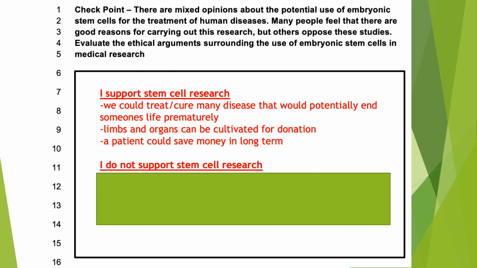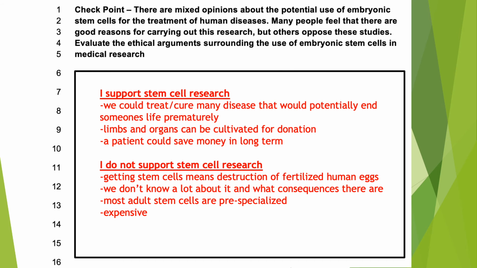All right. So if you do not support stem cell research, these are some of the things that you could say. Getting stem cells means the destruction of a fertilized human egg. So this is one of the strongest arguments for people who oppose stem cell research, because getting the stem cells means that you have to eliminate a potential human life. Okay, so that is one of the hardest things about stem cell research: how do you go about it in an ethical and morally correct way.